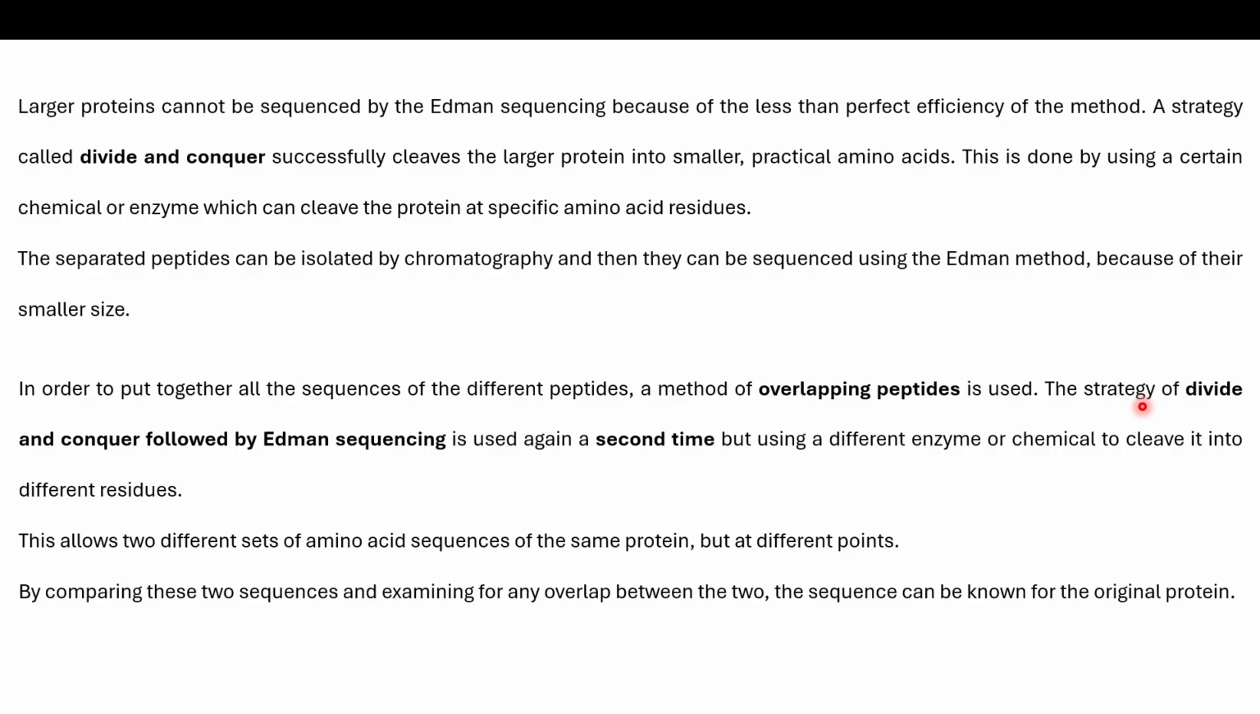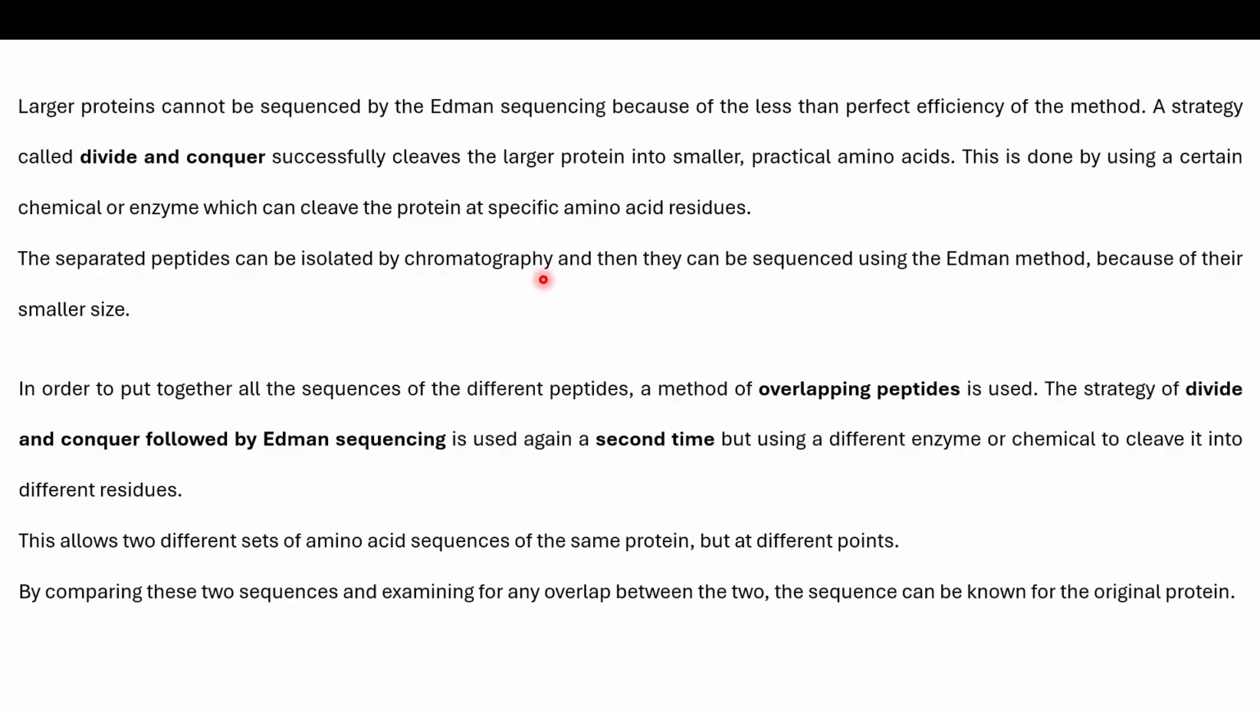So, in order to put together all the sequences of the different peptides, a method of overlapping peptides is used. The divide and conquer strategy is basically protease digestion followed by Edman sequencing, used again a second time with a different enzyme or chemical to cleave it at different residues. It would have been good if I showed it here. So basically, suppose this is a peptide sequence.